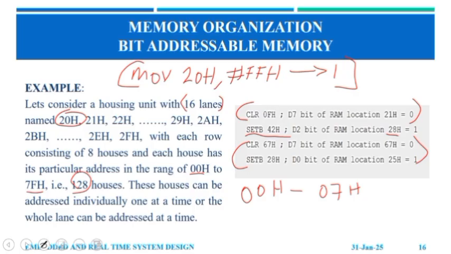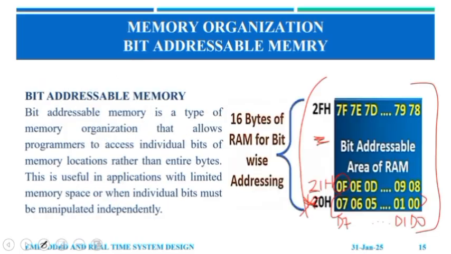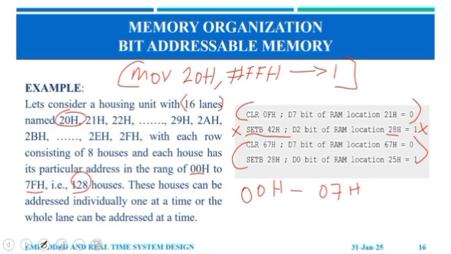The same thing applies for the second instruction. We are now to set 42H. If you look, 42H should be somewhere around this location here. So we have to make 42H as 1, giving it logic 1. And what it means is that 42H is the third bit, which is D2, of the RAM location 28H. That's what this instruction says.